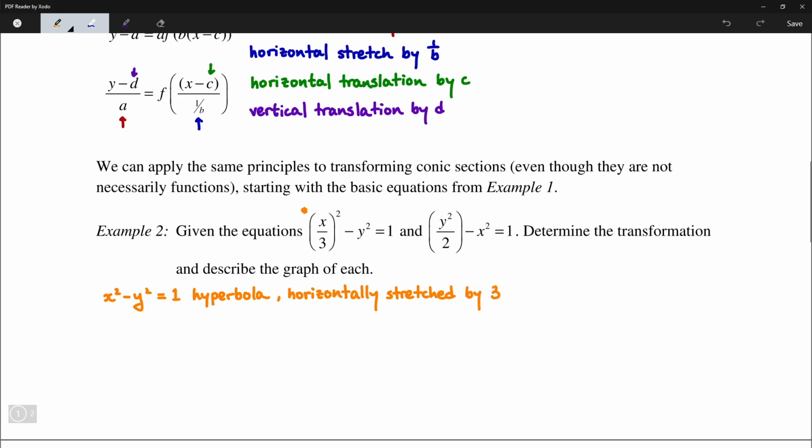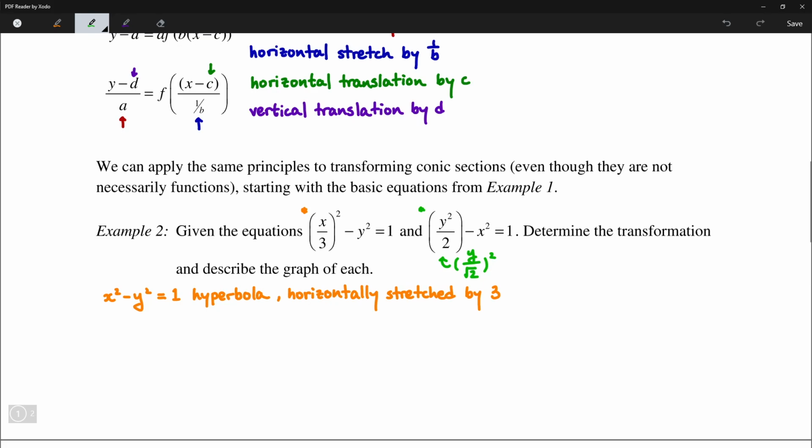Okay. Now the second example we have here, notice that y squared over 2, the y squared is kind of by itself. So if we were to rewrite this, we can rewrite this as y over root 2 all squared. So this is not a vertical stretch by 2, this is a vertical stretch by square root of 2.